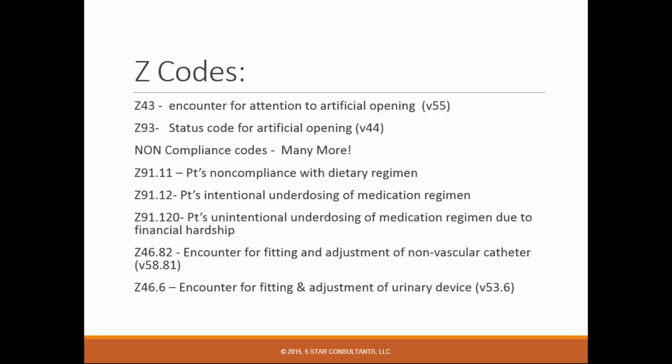There are a lot more non-compliance codes, and so you will really want to use a specific non-compliance code when you have that. Z91.11 is non-compliance with dietary regimen. 91.12 is underdosing of medication regimen. 91.120, I like this one, patient's unintentional underdosing of medication regimen due to financial hardship. You need to have notes in your documentation saying that you contacted the physician for all of these things. IV, V58.81 is now Z46.82, and Foley, V53.6, is now Z46.6.